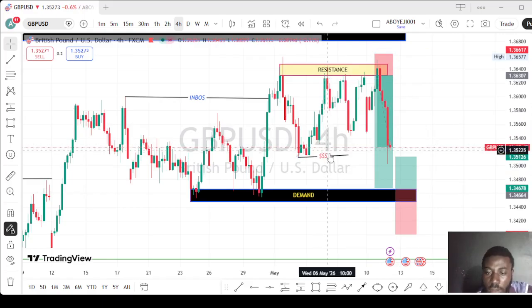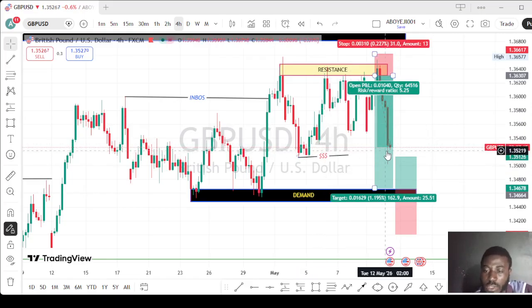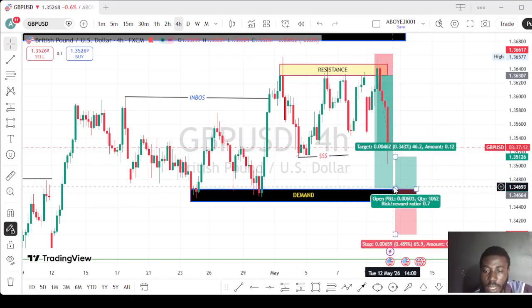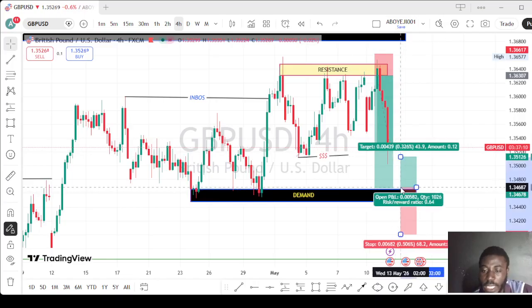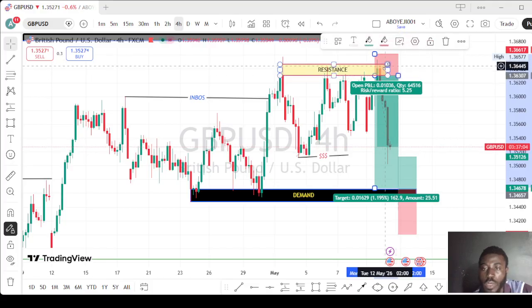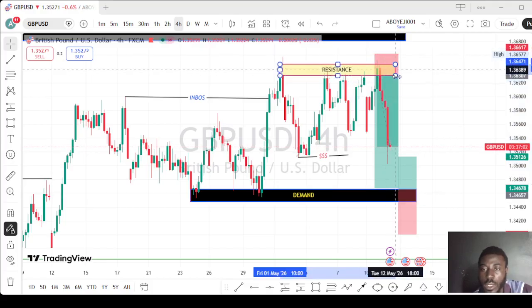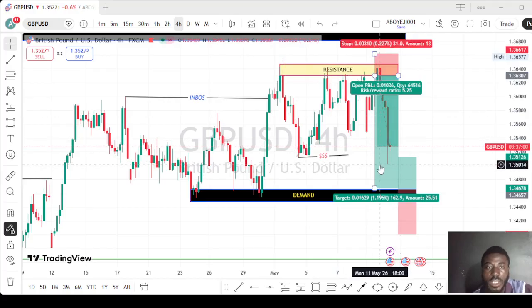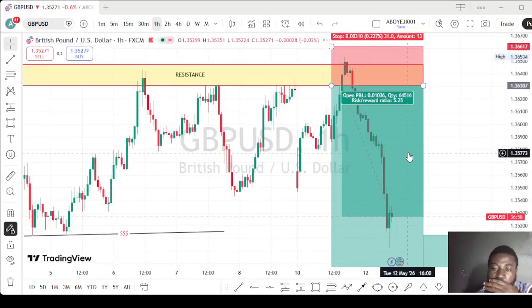This is an inducement and liquidity. The market needs to sell, but we cannot sell yet, because this is a demand zone. We are expecting the market to mitigate this demand zone before we can see any huge up, before we can see an uptrend. Seriously, before we can see an uptrend. And let's move to the 1 hour time frame. Let's see what 1 hour is giving us.